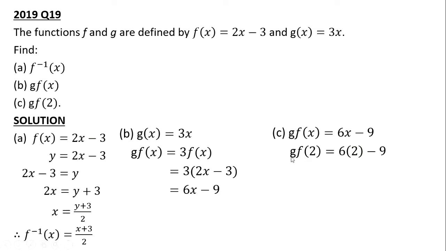Find g of f of 2. So where there's that x, replace it with 2, because we are looking for g of f of 2. 6 times 2 will give us 12. 12 minus 9 will give us 3. As simple as that.